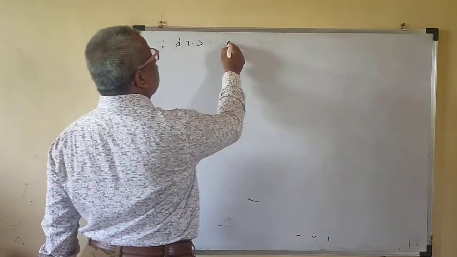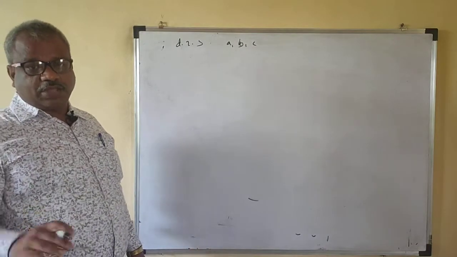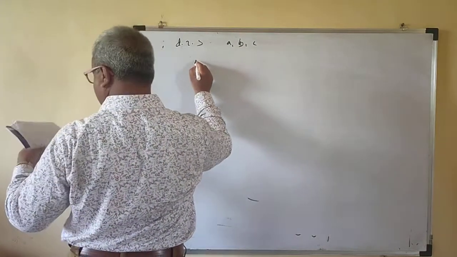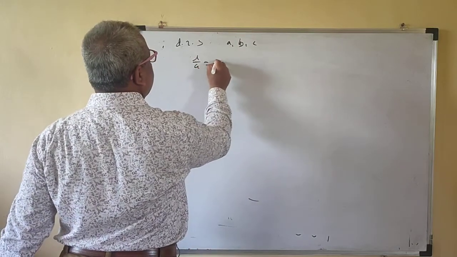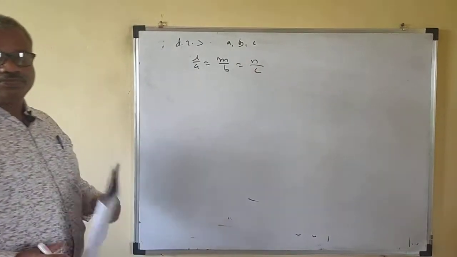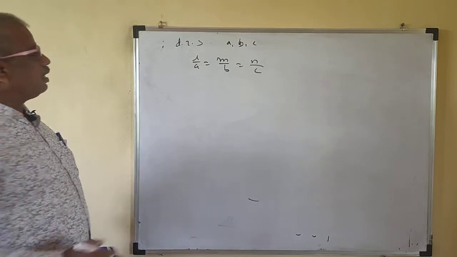Okay, so A, B, C are the direction ratios if they are proportional to the direction cosines. That means L upon A is equal to M upon B is equal to N upon C. So if you have the direction ratios, then you can find the direction cosines.